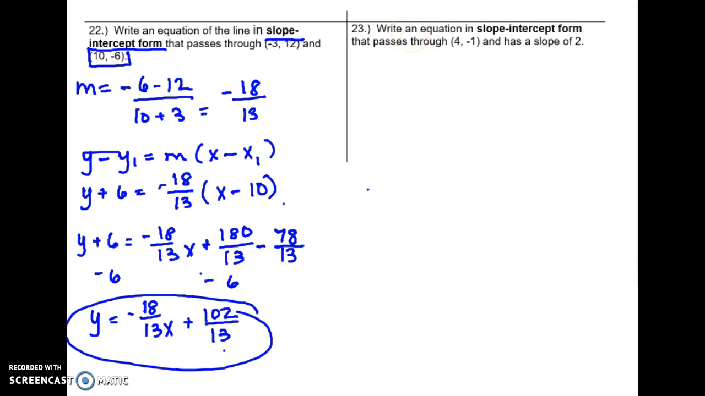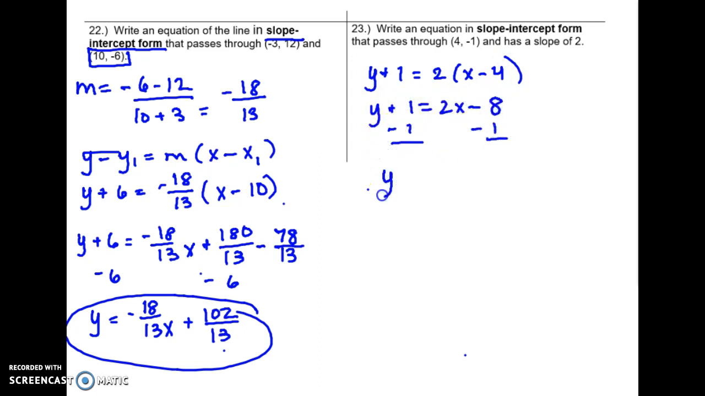Write an equation in slope intercept form that passes through 4, negative 1, and has a slope of 2. So we're going to use point slope form. We've got y plus 1 is equal to 2 times x minus 4. Y plus 1 is equal to 2x minus 8. And then we're going to subtract 1 from both sides. Y is equal to 2x minus 9.